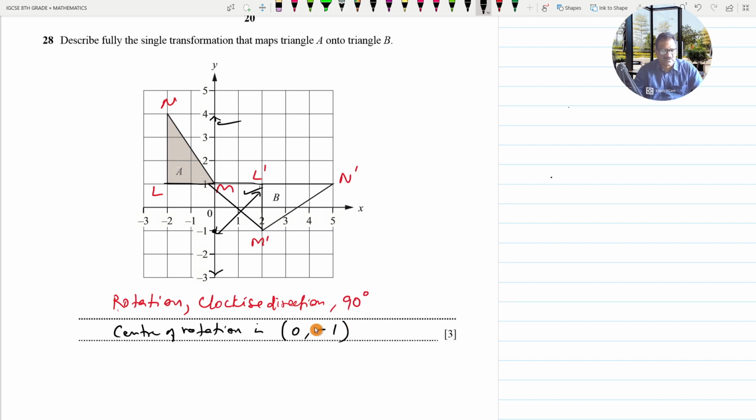So both the parameters I have given you, the center of rotation as well as by how many degrees it is rotating, and the direction also. That was question number 28, and with this I come to the end of this paper. So paper 111202 of October November 2016 has been completely solved.